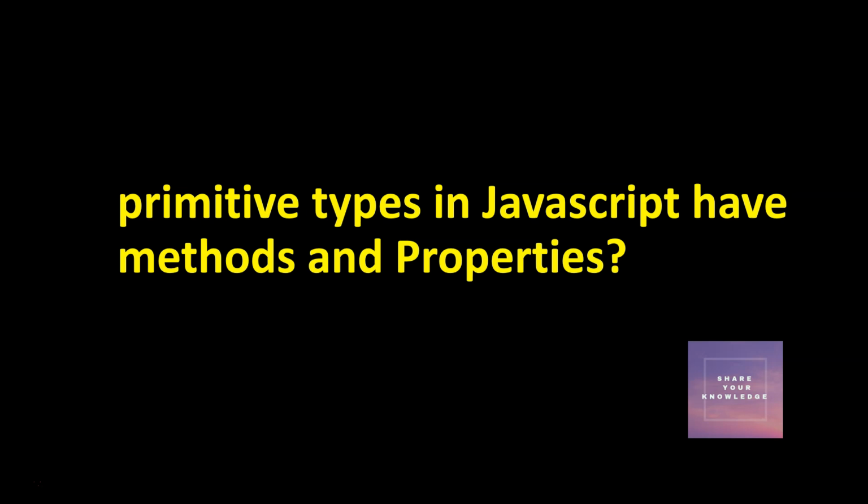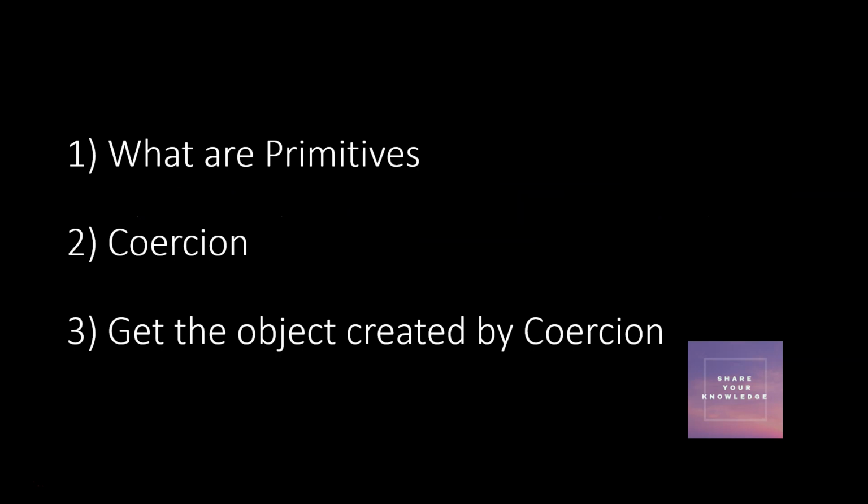As you know, in native languages like Java and C++, primitives are just values. They don't have methods or properties. They are not objects to have methods and properties. But how in JavaScript is it possible? How come primitives have methods and properties? We will see. First of all, we will try to understand what are primitives in JavaScript.